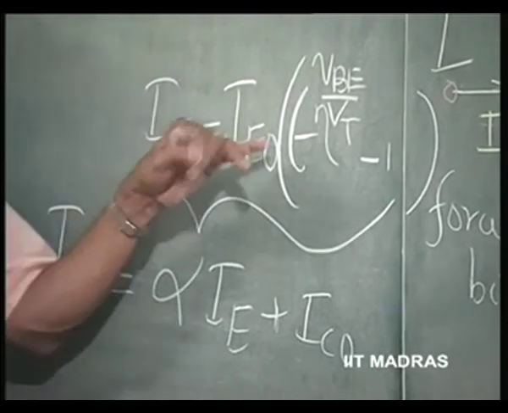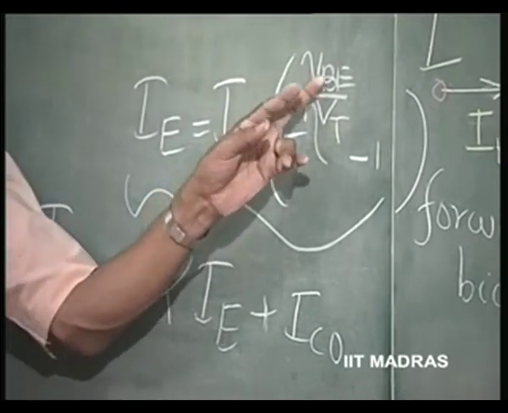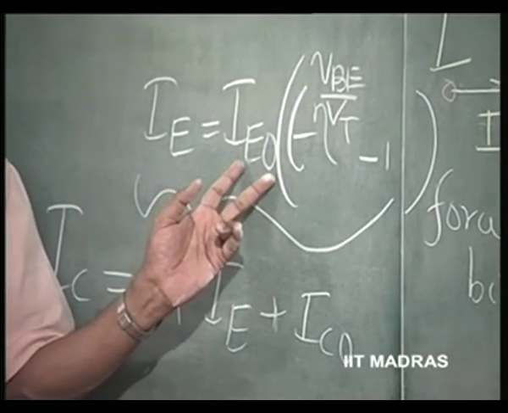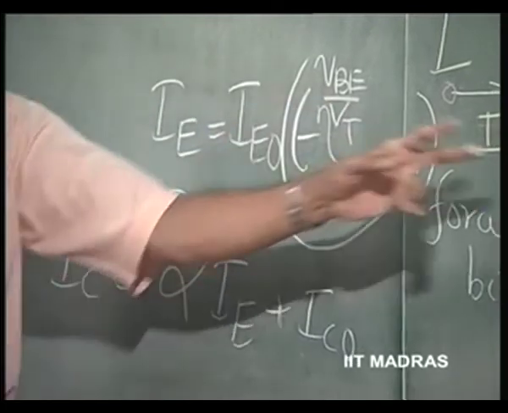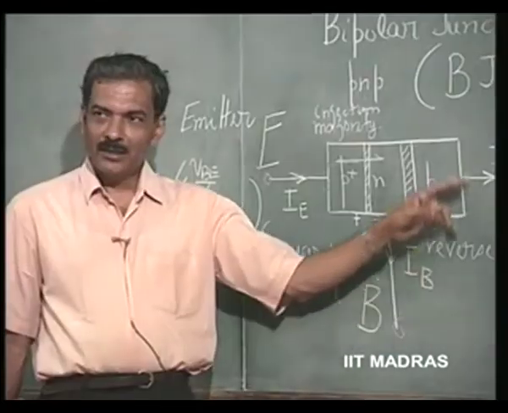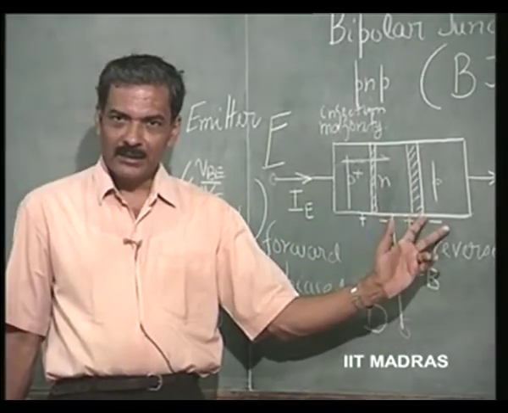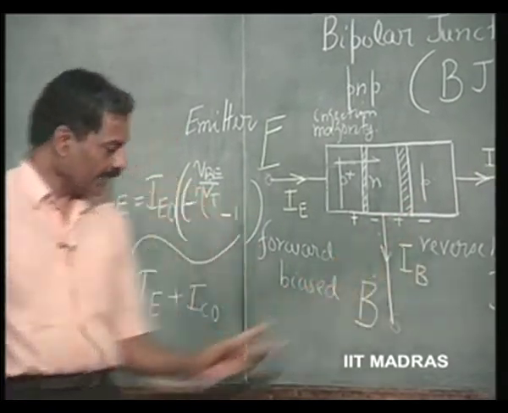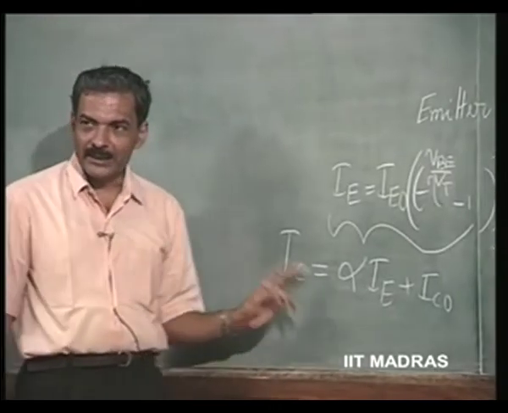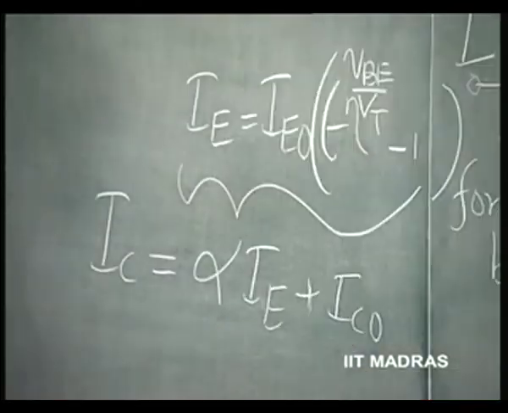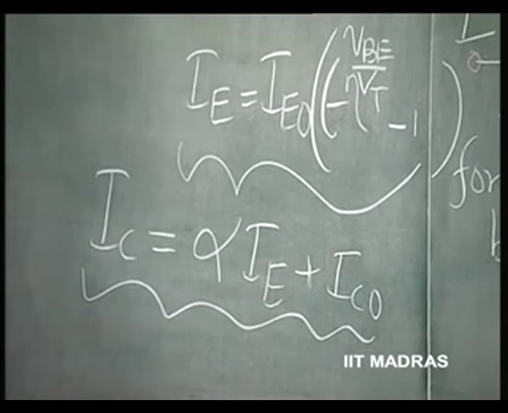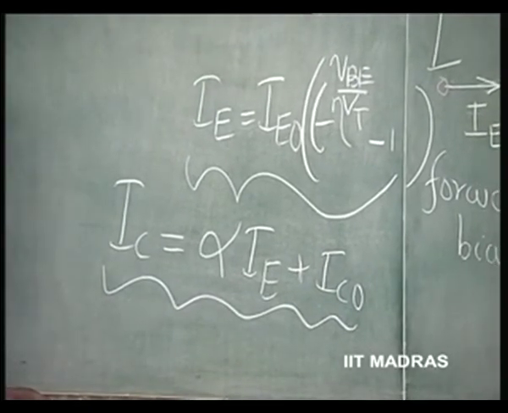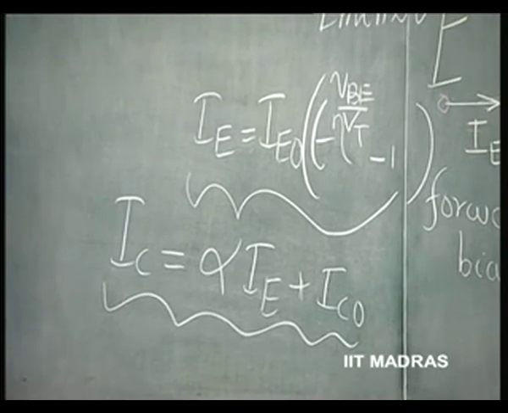Please remember, when a junction is reverse biased, for example if VB is reverse biased, there would have been I_E0 flowing. In the same way, there will be a reverse bias junction here, and therefore there is this I_C0 flowing in addition to what has been injected from the emitter. So, if you understand these two equations, it should be sufficient for us to really use them in most of our design.